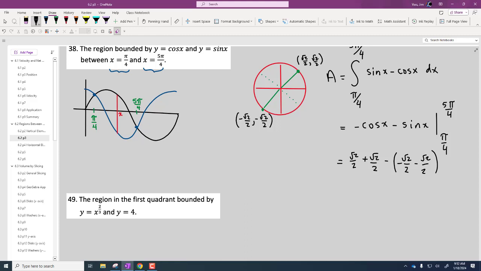So when all is said and done, we have root 2 over 2 added to itself 4 times. So 4 times root 2 over 2. The 2's cancel, we get 2 root 2. So that will be our area between the two trig functions.